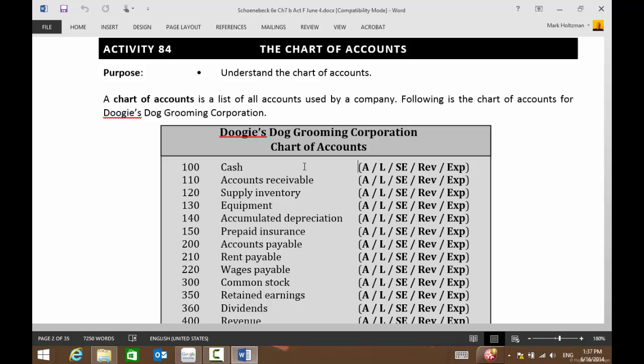So what I'd like you to do right now is take a second and fill in what each account is. So for example, cash is an A for asset. And then answer the remaining questions on the page.